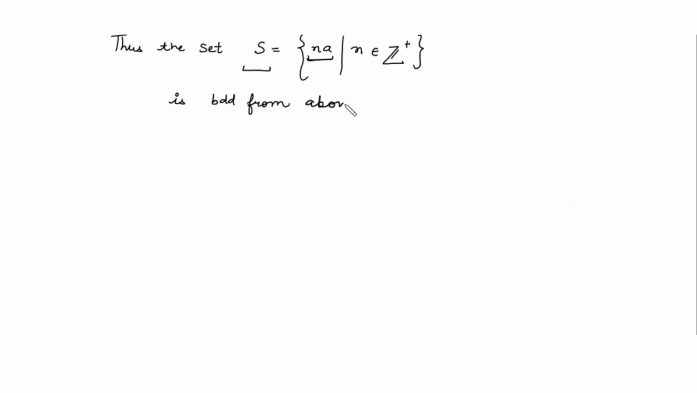Next we consider a set S. We consider a set S of numbers nA, where n is a positive integer. Now clearly this set is bounded from above. Why? Because we assumed nA is less than or equal to B, where B is any positive real number. So clearly this set is bounded by B, or you can say B will become the upper bound for the set S. Is this point clear? Yes, sir. So we consider a set S as the set of members nA, where n is a positive integer, and clearly this set is bounded from above by the upper bound B.